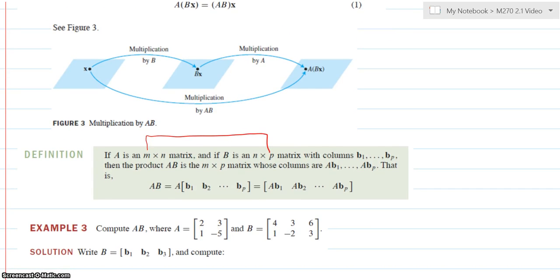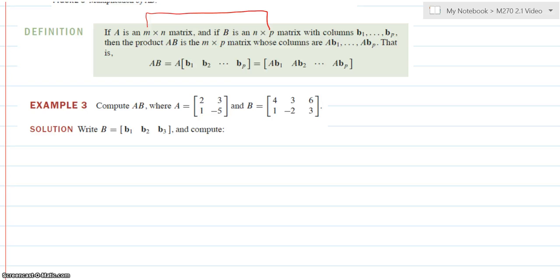Let's do that here. Example 3. We're going to compute AB, where A and B are given here. In the solution, we're going to write B as b1, b2, b3, and then compute each. Compute A times b1 using the vector multiplication that we already know.